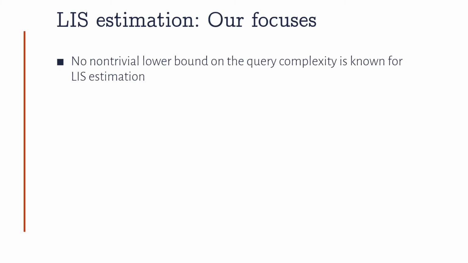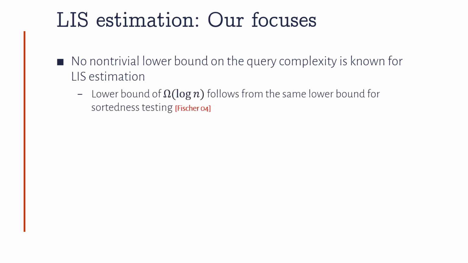Our focuses in this work are twofold. One is that we do not know any non-trivial lower bound on the query complexity of LIS estimation. I stress on the term non-trivial because there is a tight lower bound of omega log n on the query complexity of sortedness testing by Fischer, which trivially translates to the same lower bound on LIS estimation query complexity.